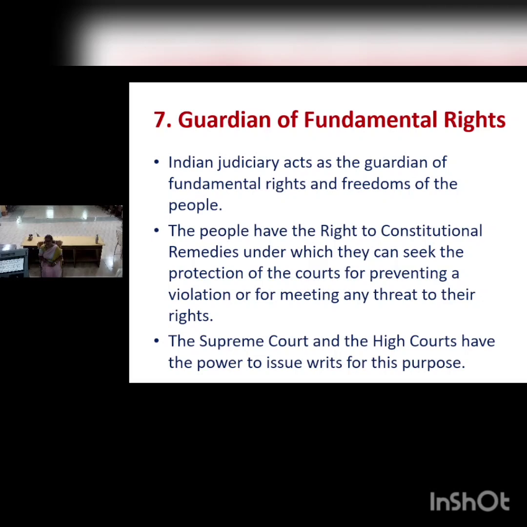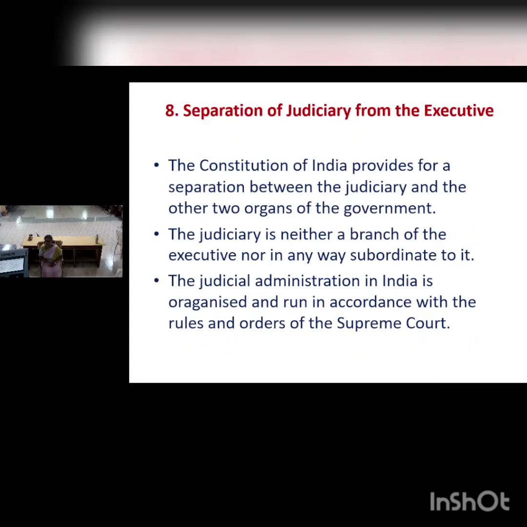And it is a guardian of the fundamental rights. The Indian judiciary acts as a guardian of the fundamental rights and freedoms of the people. The people have the right to constitutional remedies under which they can seek the protection of the courts for preventing a violation or for meeting any threat to their rights. The Supreme Court and the High Courts have the power to issue writs for this purpose.